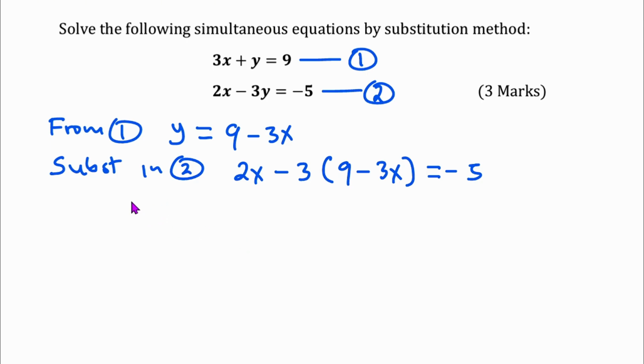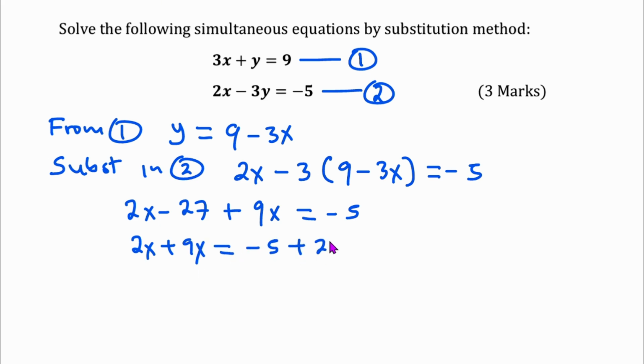So let us simplify this. We're going to have 2x minus 3 times 9, that is minus 27, minus 3 times -3x, that is 9x, and this is equal to -5. So we collect like terms so that we have 2x plus 9x is equal to -5 plus 27. So on the left hand side we have 11x is equal to 27 minus 5, that is 22.